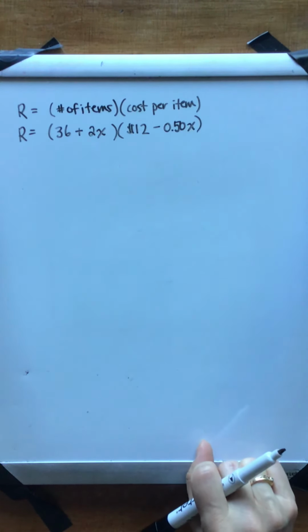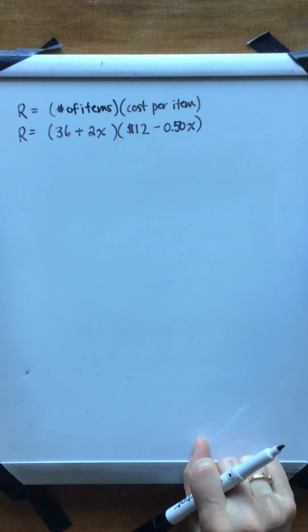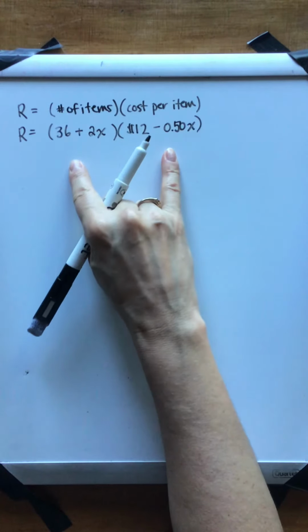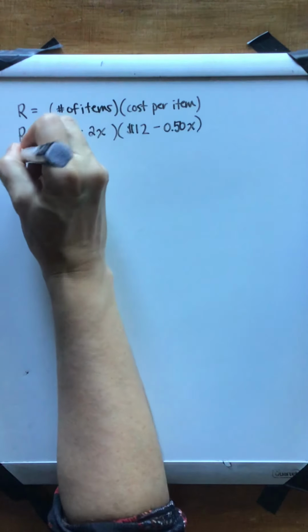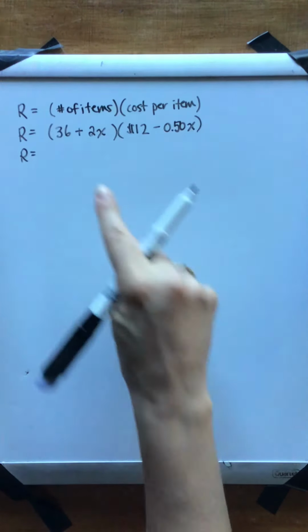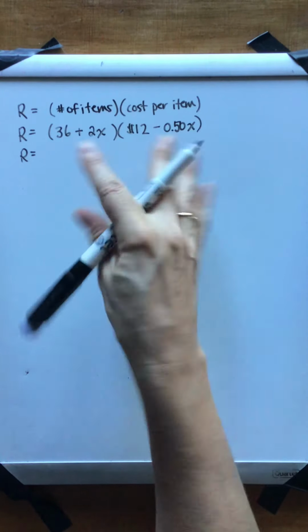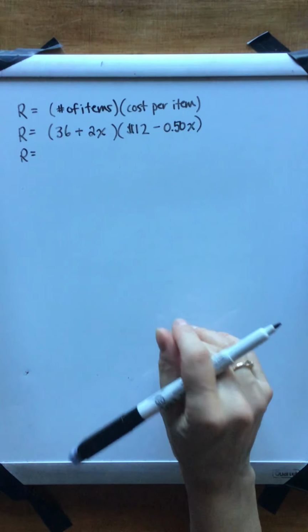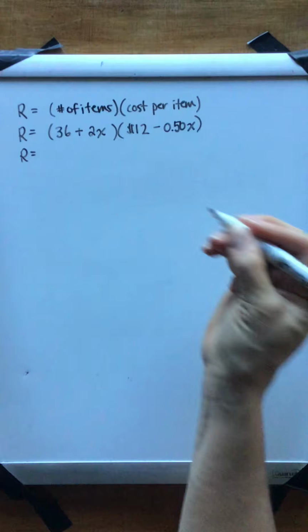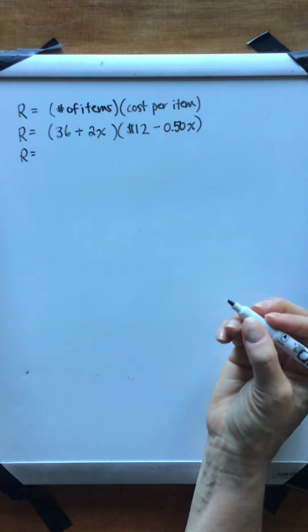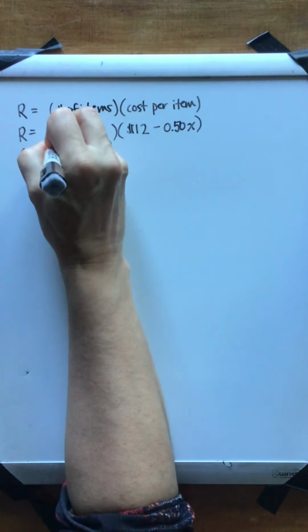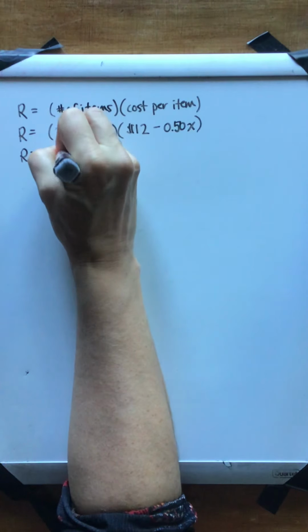Now, because I'm trying to find the maximum amount of revenue, maximum would imply I'm trying to find the vertex. I can't get the vertex from the equation in this form. Our first step is going to be to FOIL this out because it kind of looks a little bit like intercept slash factored form. So when I multiply, FOIL, 36 times 12 is 432.